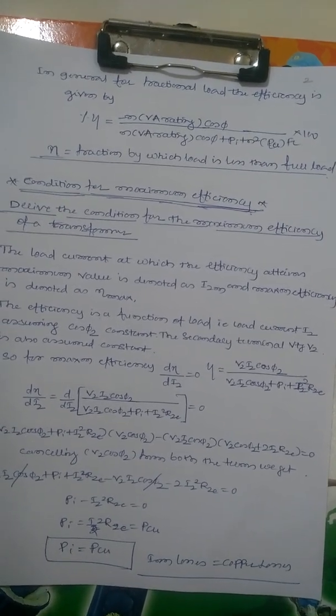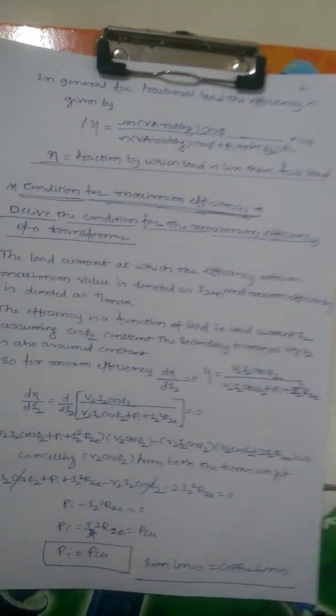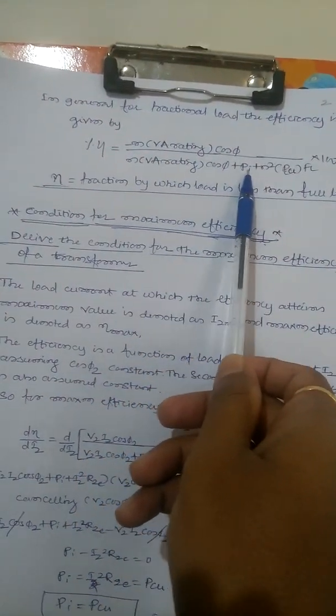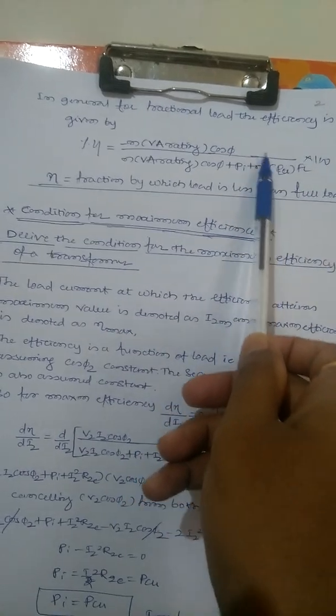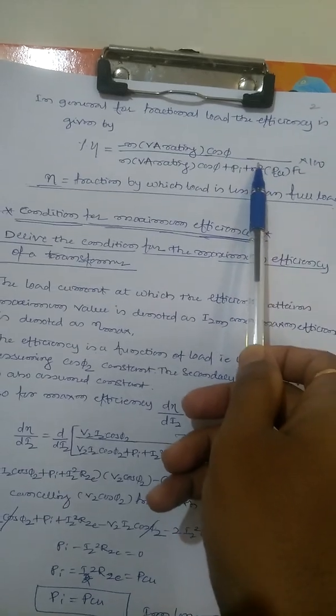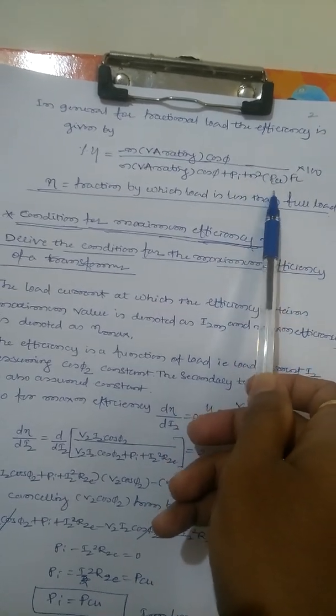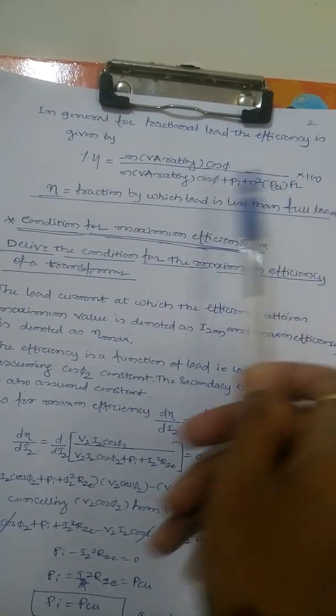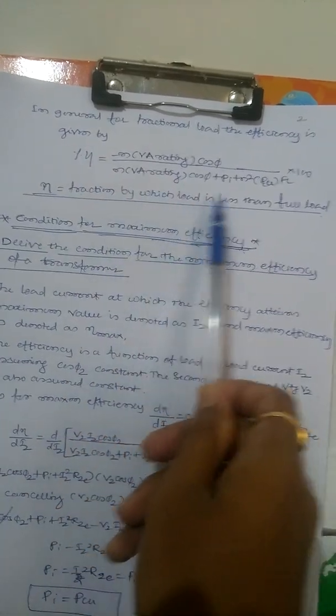That is N into VA rating into cos phi, divided by N into VA rating into cos phi plus iron loss plus N square times full load copper loss. Why N square? Because the full load copper loss scales with the fraction squared. Suppose half load, 0.5 square into copper loss at full load, into 100. N equals the fraction of load which is less than the full load.